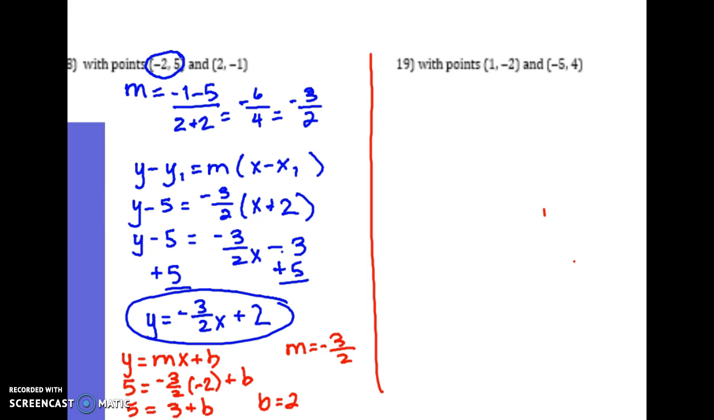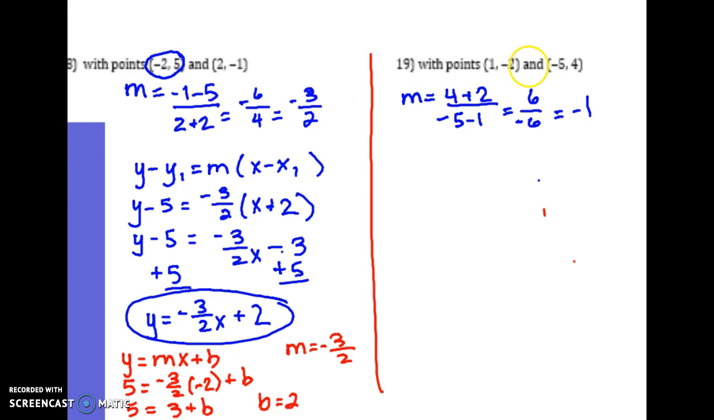Okay, the last one that we have is number 19. Looking at number 19, we've got 2 points. So neither point is the y-intercept because it doesn't start with a 0 for your x. So let's calculate the slope. The slope is 4 plus 2, because we're subtracting a negative, divided by -5 minus 1. So we're going to get 6 over -6, so our slope is actually -1.